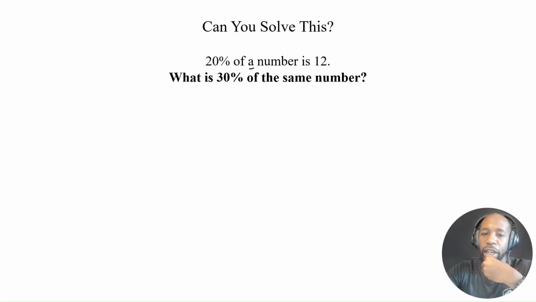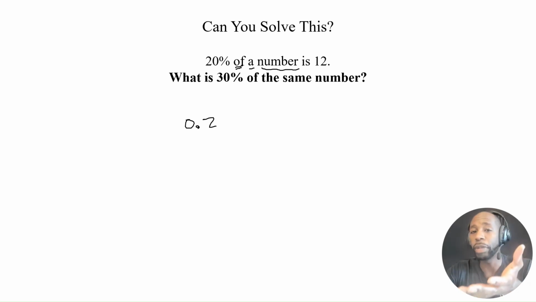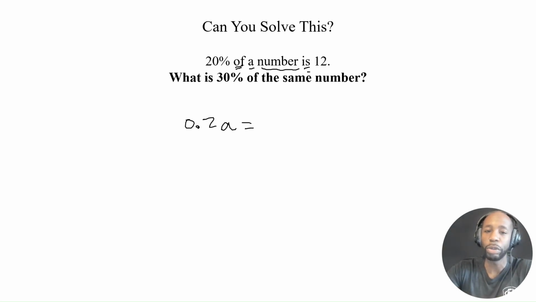20% of a number. What does that mean? That means we need to use a variable. And I'd also like to say, you need to know what your math signal words are so that you can set this up as an equation. 20%, that's just 20 out of 100, or I'll say 0.2. Of means multiplied by a number. I'm just going to use A. Is means equals 12.